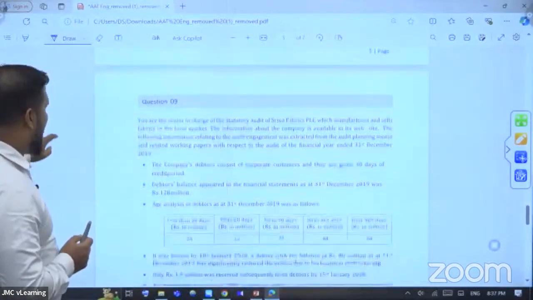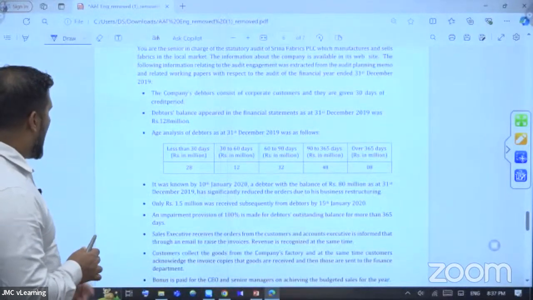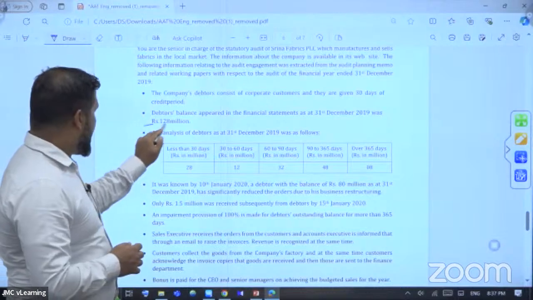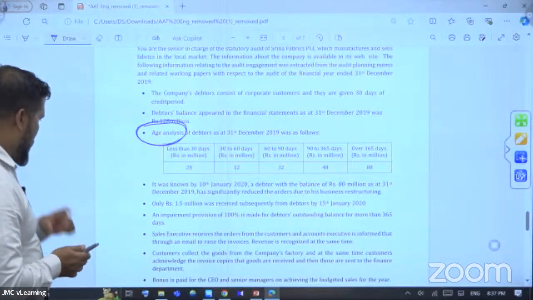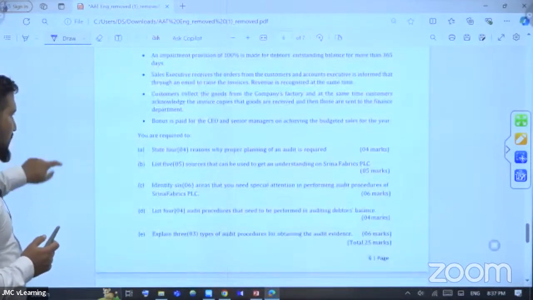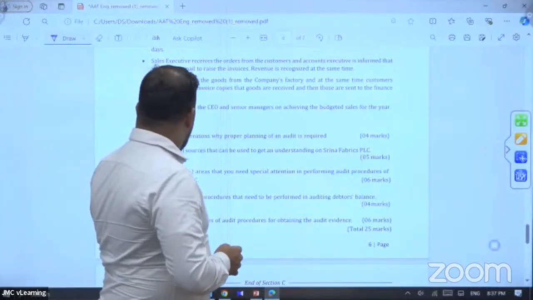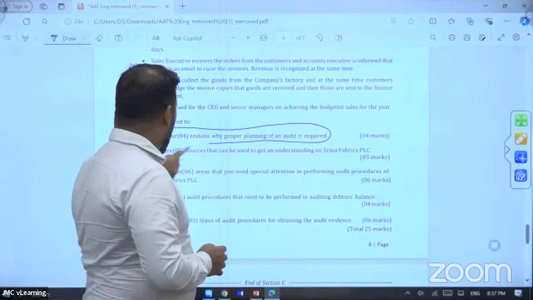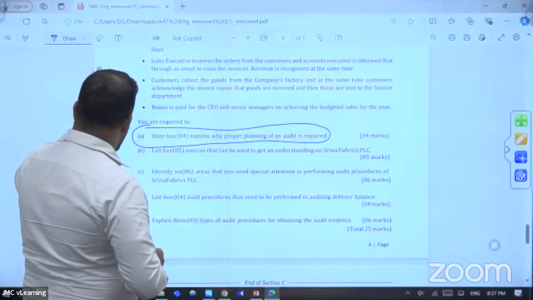Okay, then question number 9. Again, applicable to what? Applicable for data stage analysis. So we discussed data stage analysis in detail in the classroom. What are the questions? State 4 reasons why proper planning for the audit is required by the auditor. Basically, they are going to test SLOS 300, audit planning.